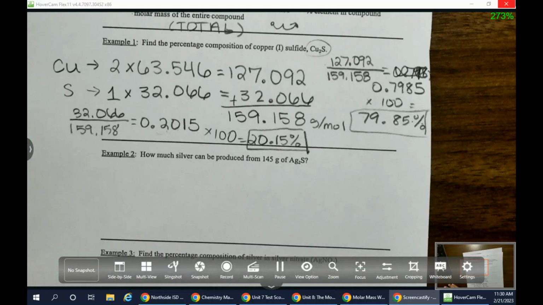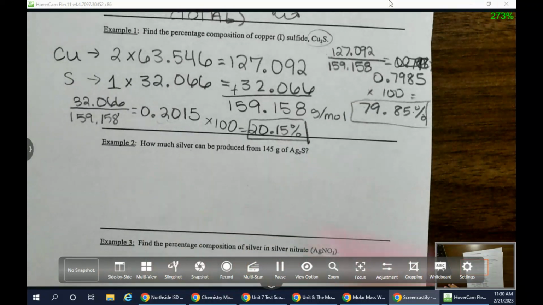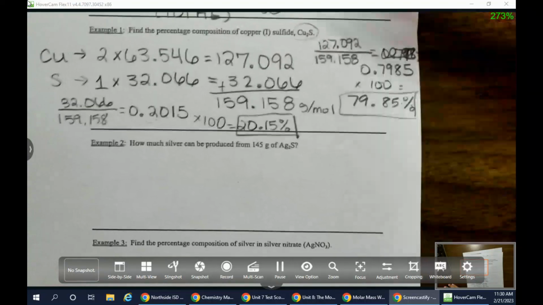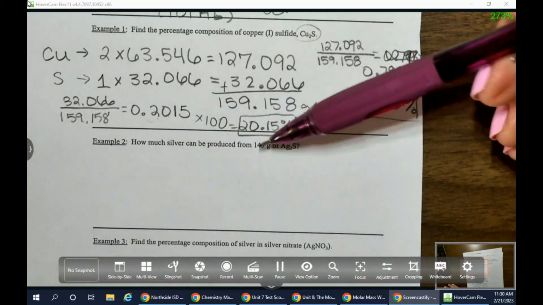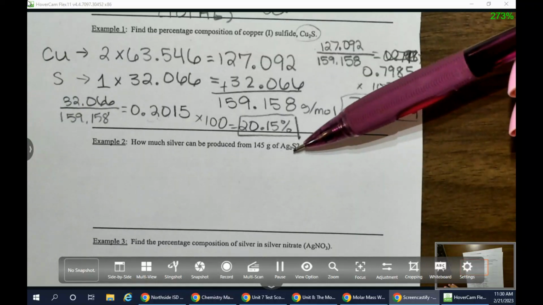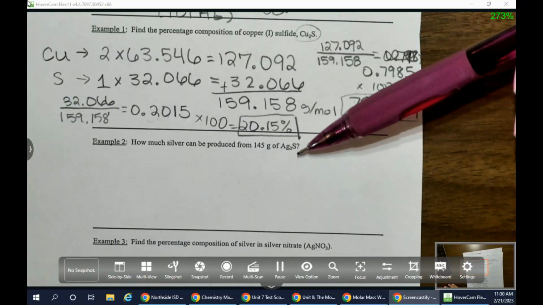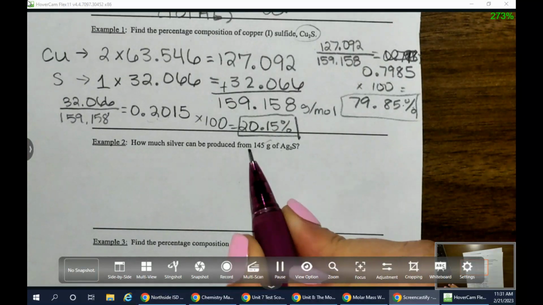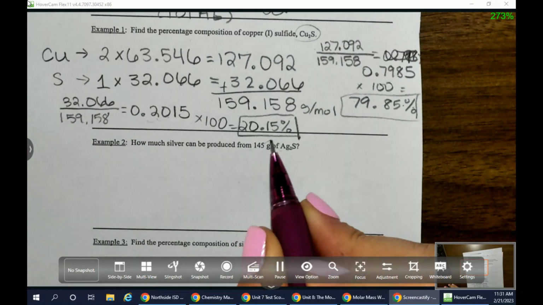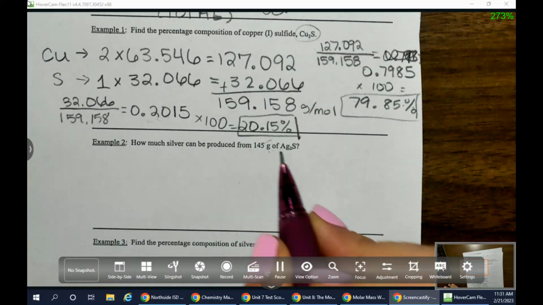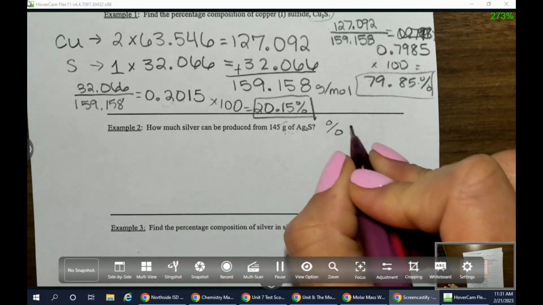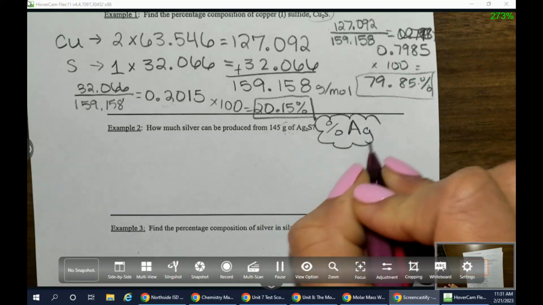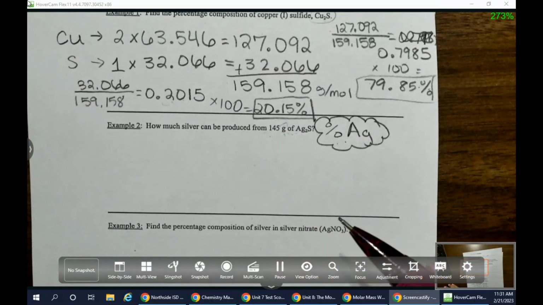All right, so the next one is set up a little differently, so I do want to show you that one, okay? It says how much silver can be produced from 145 grams of silver sulfide, okay? So you don't need to use this value in order to do our first step. So don't worry about having that yet. We have to first figure out the percent of silver. That's your first step. Once you have a percentage, now you can multiply it by any mass given to you, and that tells you what the amount of silver is.